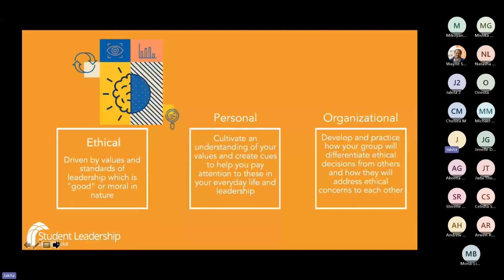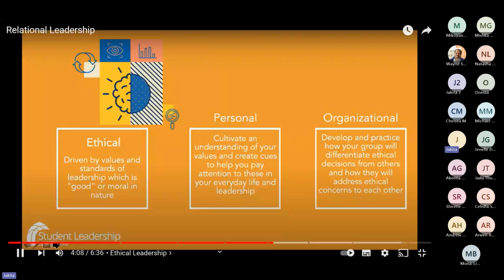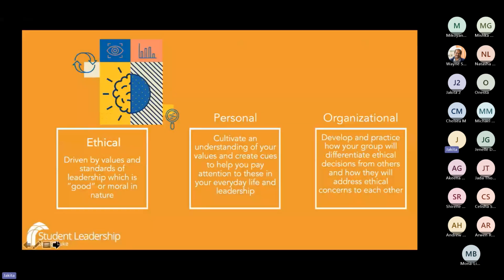Ethical leadership is driven by values and standards of leadership, which is considered good or moral in nature. To work towards ethical leadership, you must first understand and define your own values and create regular cues to help you tune into and pay attention to those values in your everyday life and leadership. As a group, help them define their own values, then develop a way your group will differentiate ethical decisions from other kinds of decisions they have to make, and then a method for how they will use those values to guide those decisions.